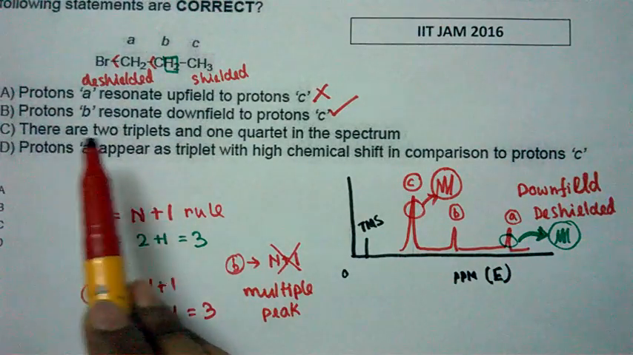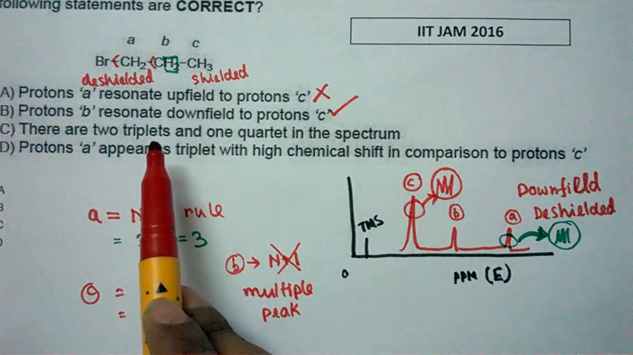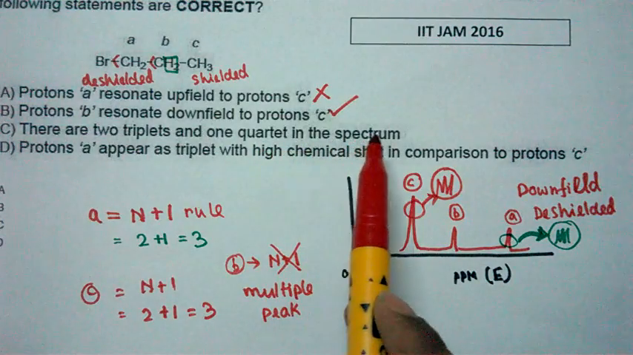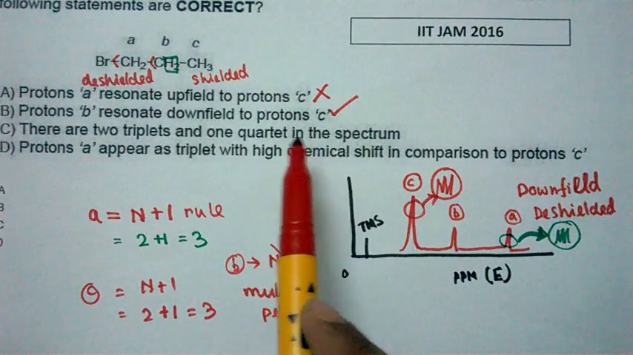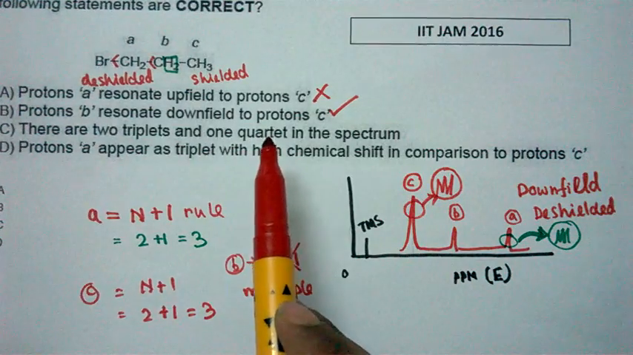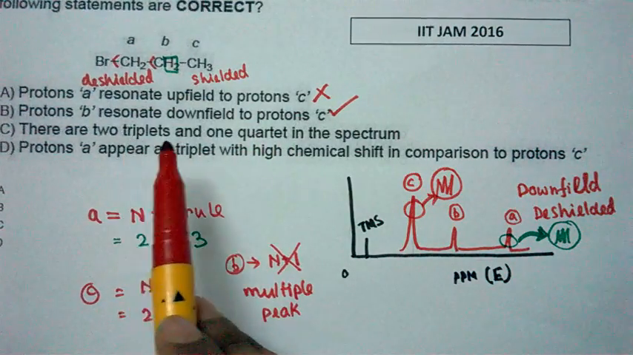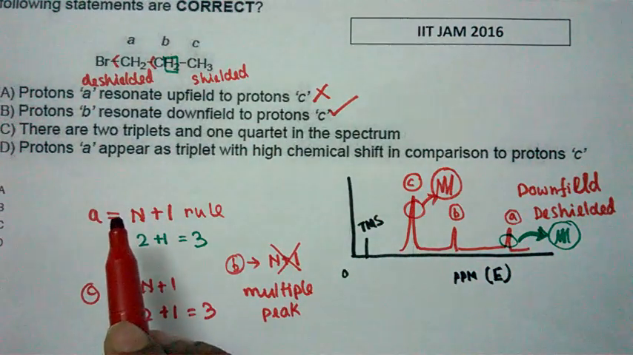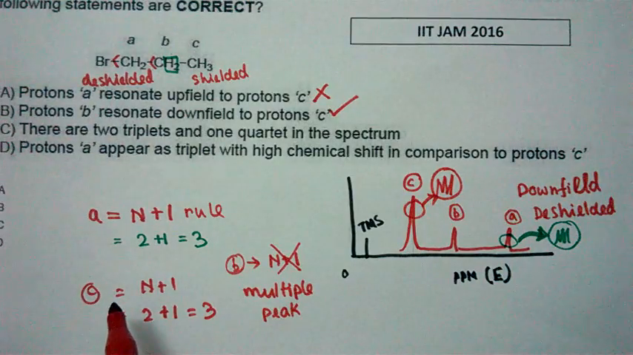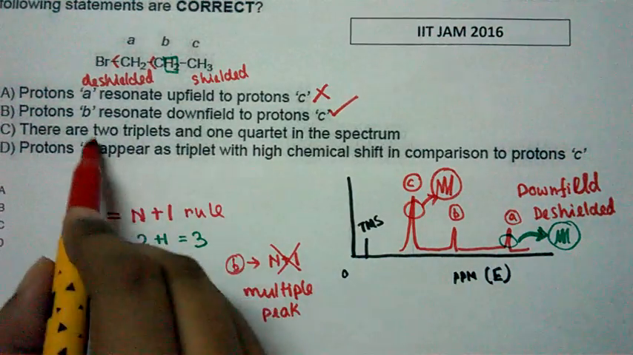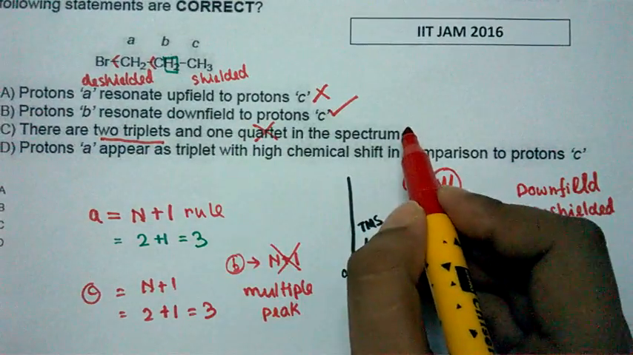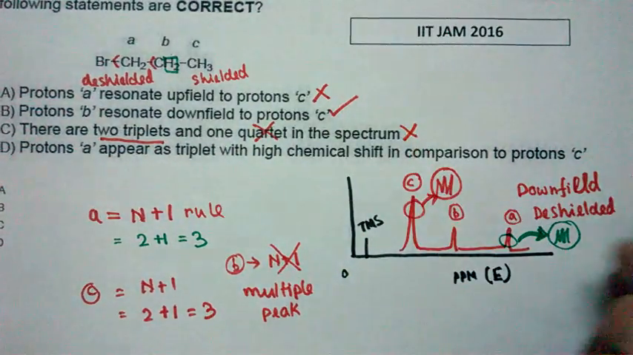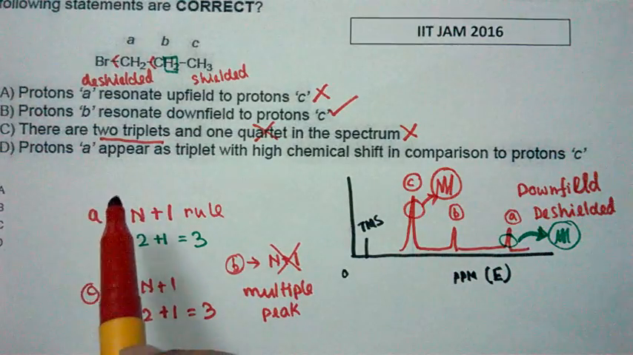Here there are 2 triplets, yes, it's right, and 1 quadruplet? No, it's not a quadruplet. The other would actually be a multiplet peak. Yes, there are 2 triplet peaks. The peak of A and peak of C are actually split into 3 fine peaks. So this is correct, but this quadruplet is not correct. That is why this whole option is incorrect. Now let's come to the 4th option.